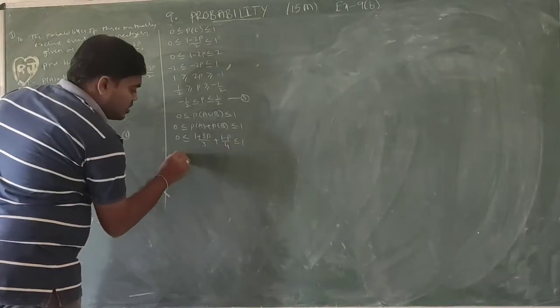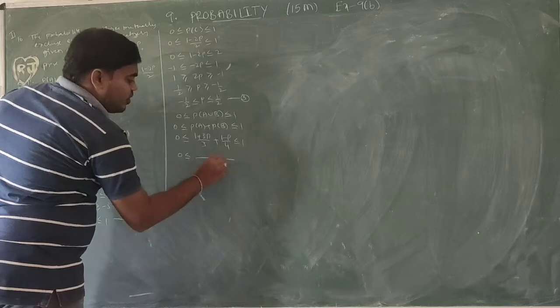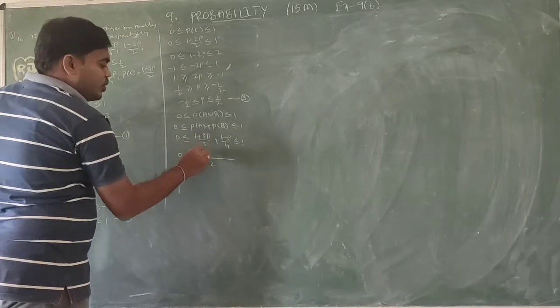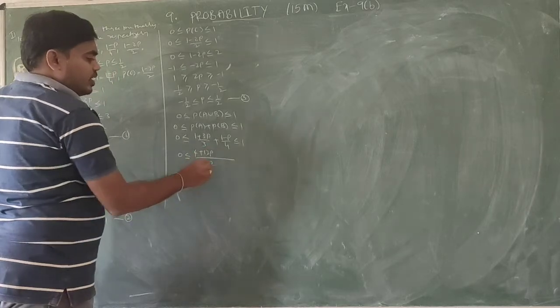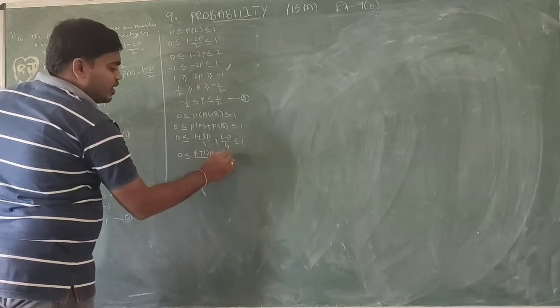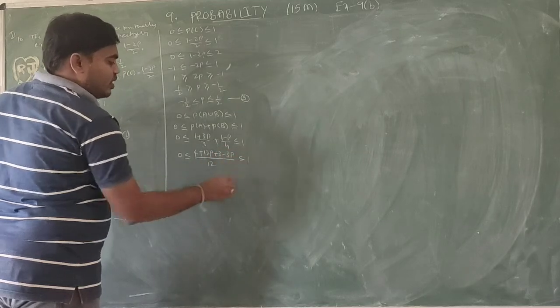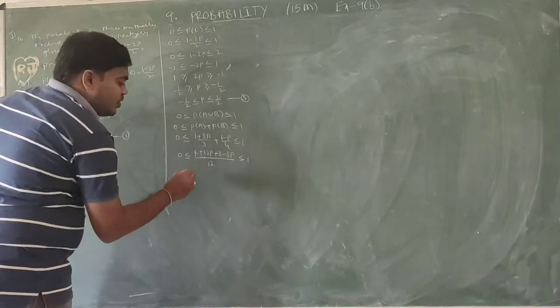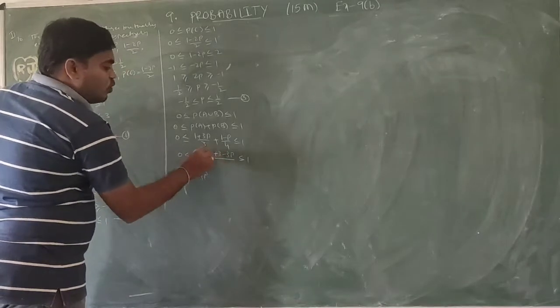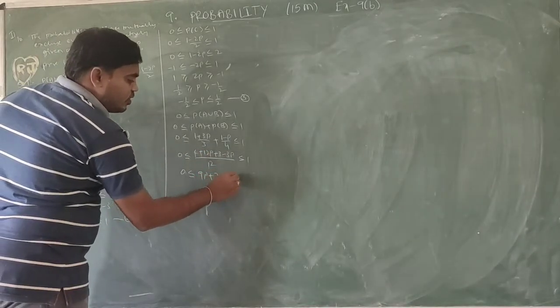Taking LCM: 0 ≤ [4(1+3p) + 3(1−p)]/12 ≤ 1. 4 into 1 is 4, 4 into 3p is 12p. Next, 3 into 1 is 3, 3 into −p is −3p. Cross multiply with 12: 0 ≤ 12p − 3p = 9p, and 4 + 3 = 7 ≤ 12.